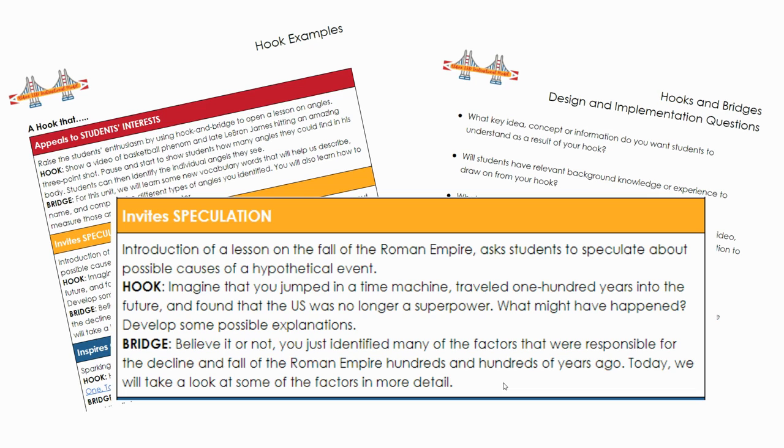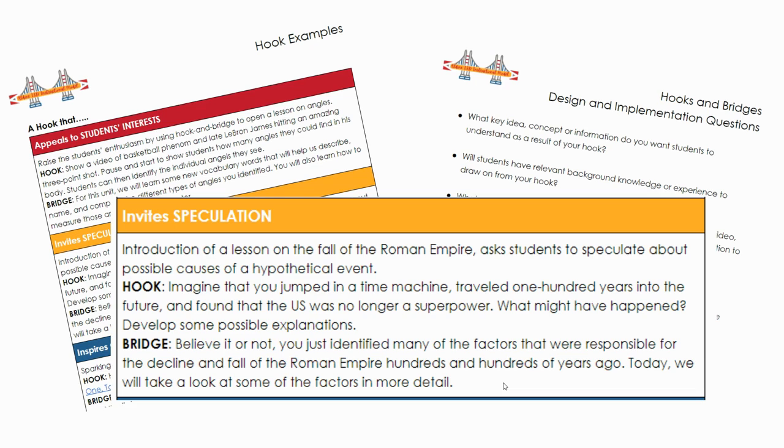Next, you're going to make that connection. Believe it or not, you've just identified many of the factors that were responsible for the decline and fall of the Roman Empire hundreds and hundreds of years ago. Today, we will look at some of the factors in more detail. So then you can use some of the examples that were written down by students and talk about how they have similarities with what happened in the Roman Empire. And that is just a way that you can hook your students.